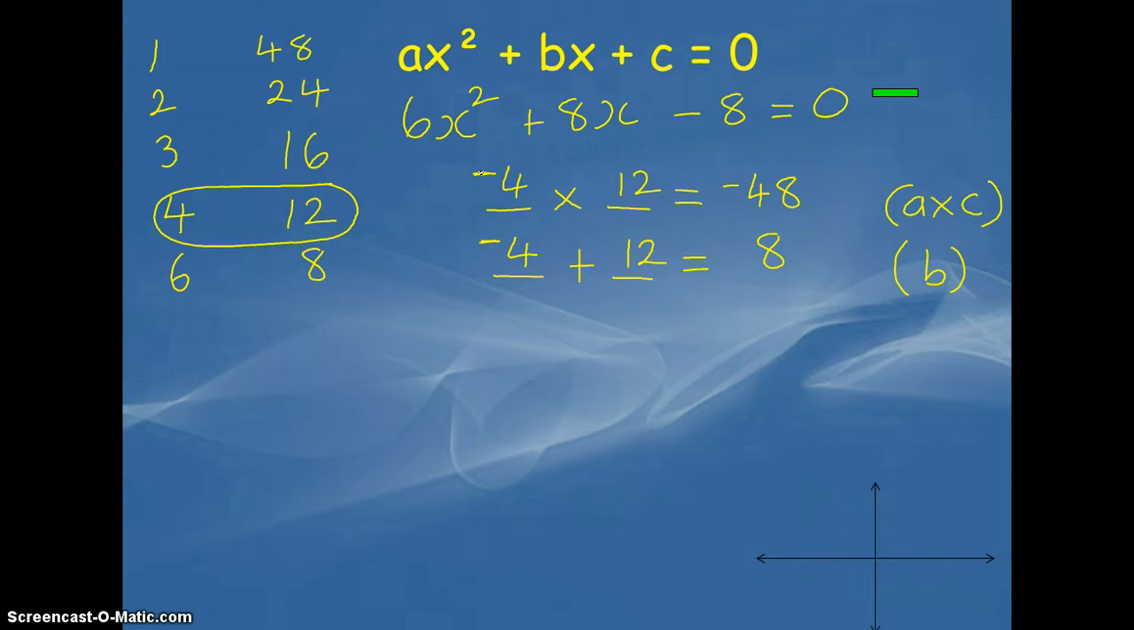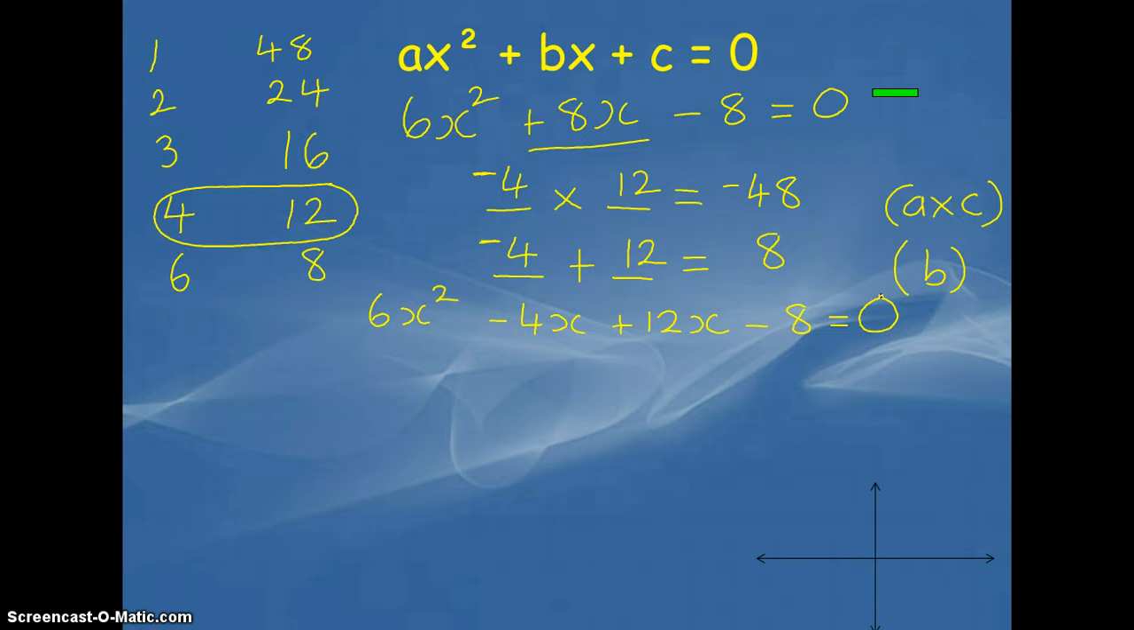Now, all I'm going to do is rewrite out my equation. So I had 6x squared, and this time rather than writing 8x, I'm going to separate 8x into its two parts. And the two parts I'm going to divide it into is minus 4x plus 12x, because those were the two numbers that satisfied my problem. I now continue just to keep writing out my equation, so I've got minus 8 equals 0.